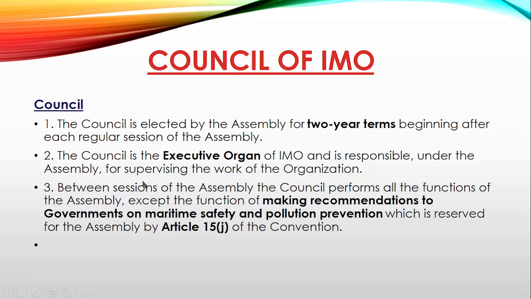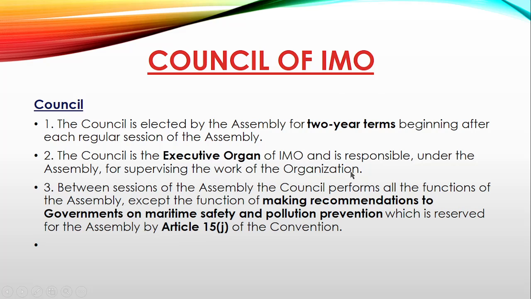Very important. It means that the council is an executive organ, and it is mainly responsible for supervising the work of the organization when the assembly is not there. When the assembly meets once every 2 years, in between those 2 years the whole thing is taken over and supervised by the council. The council oversees each and every decision in between before the assembly meets again. Therefore they are responsible for supervising the work of the organization.